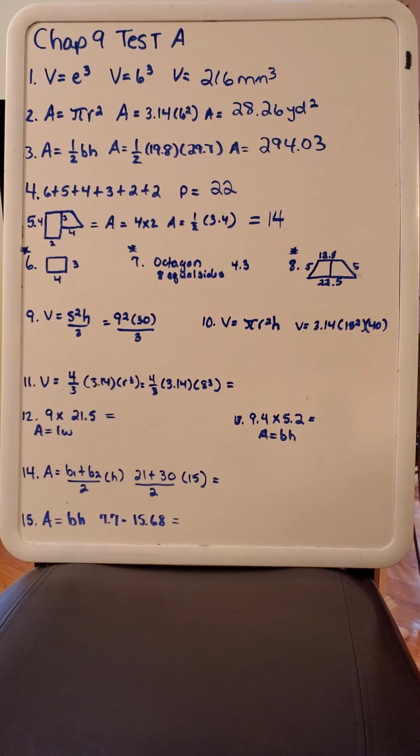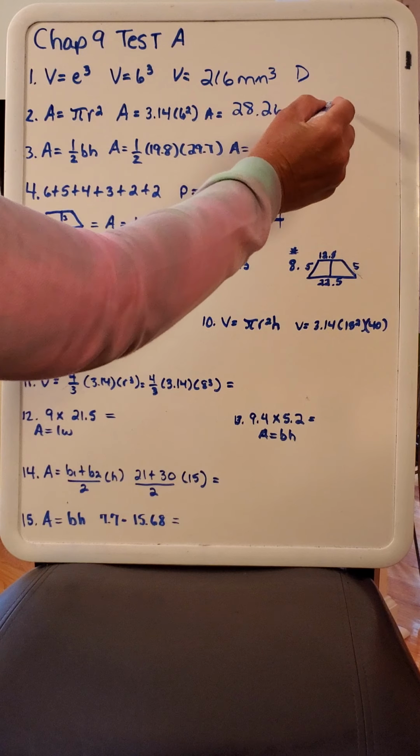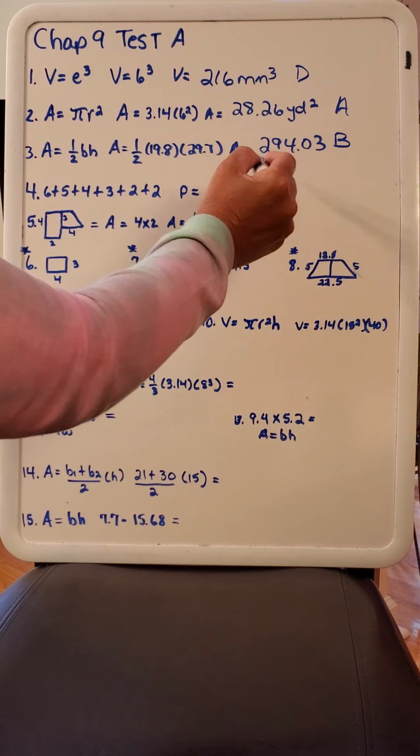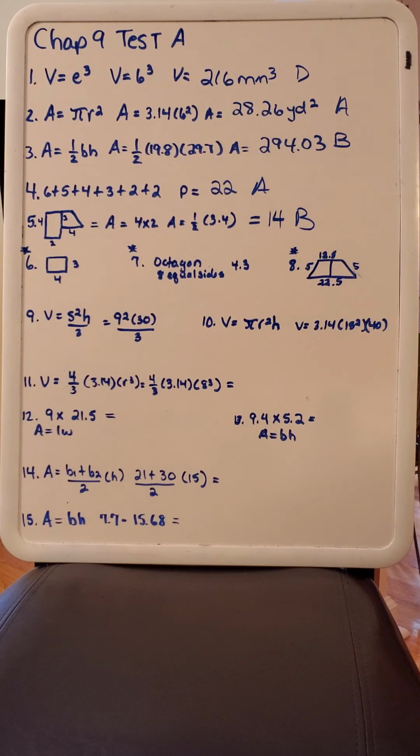And just as a reference, so number 1 is D, number 2 is A, 3 is B, 4 is A, 5 is B. So you can use that for your reference when you're studying your work.